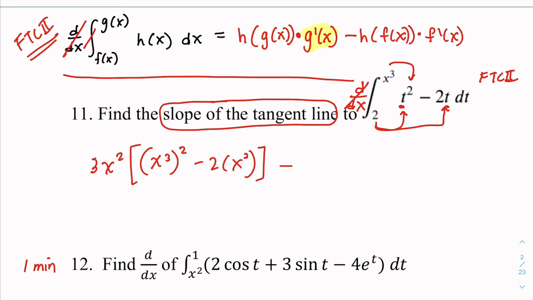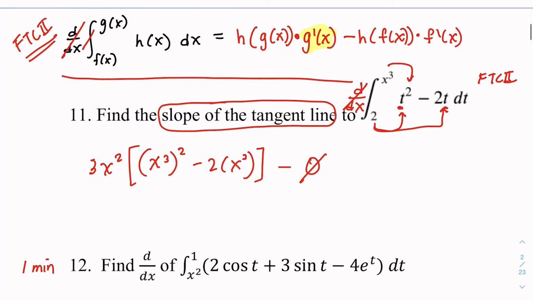Okay, now we do minus the same with the bottom. Or we could remember that when we're dealing with a constant, it just becomes 0. So our final answer here is, we got the 3x squared out in front, and we'll distribute it for a final answer of 3x to the 8 minus 6x to the 5th is our answer.